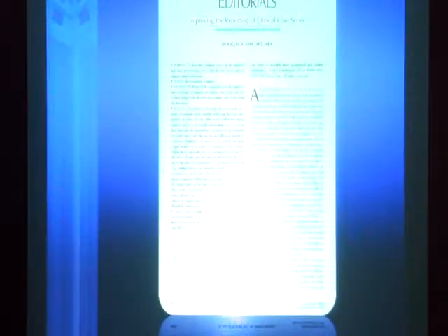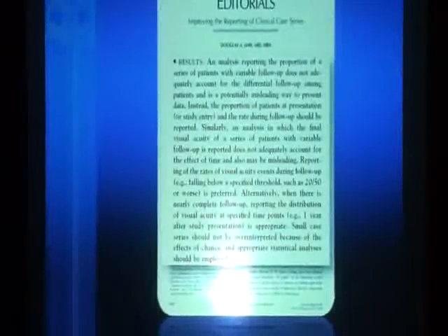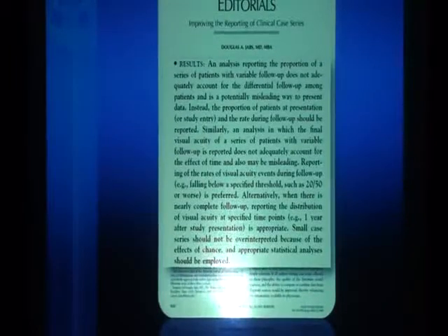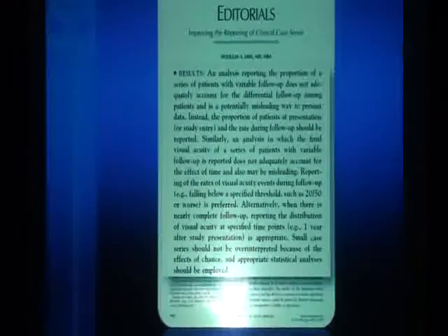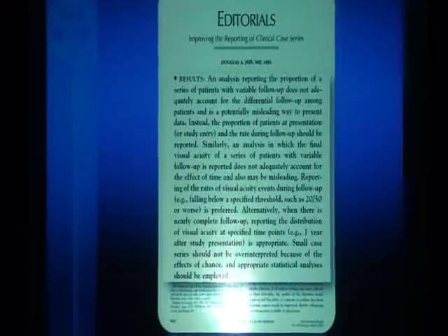But this is one of the editorials that the editor of Ophthalmology referred me to. This is the article by Di Loreto in JAMA, and I think this is a very good article for any of you who do clinical research to read. And I'll read this as one section. An analysis reporting the proportion of a series of patients with variable follow-up does not adequately account for the differential follow-up among patients and is a potentially misleading way to present data.